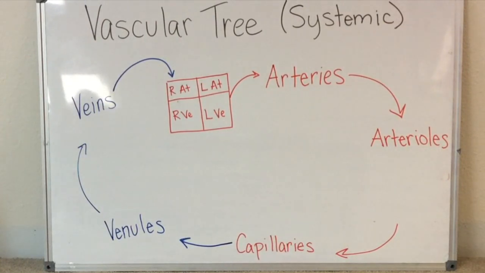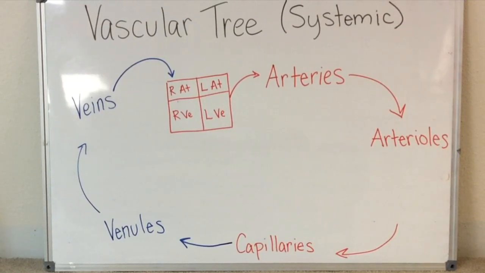Each section of the vascular tree has different identifying factors that allow it to perform its function within the cardiovascular system. The closer to the heart that you are, the larger the radii of the vessels. So veins and arteries have greater radii than arterioles and venules. Arterioles and venules have greater radii than capillaries.